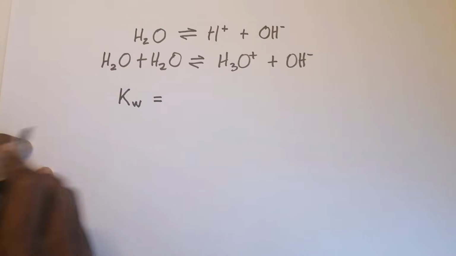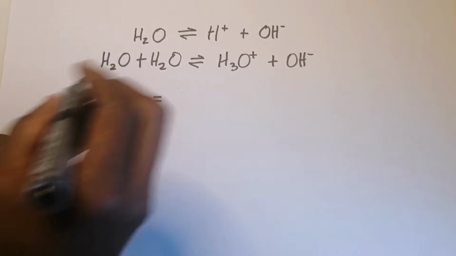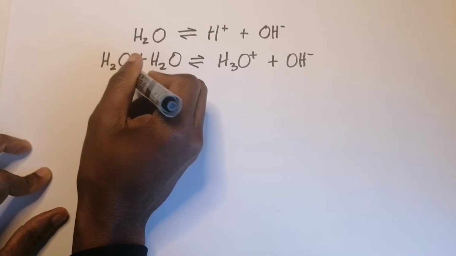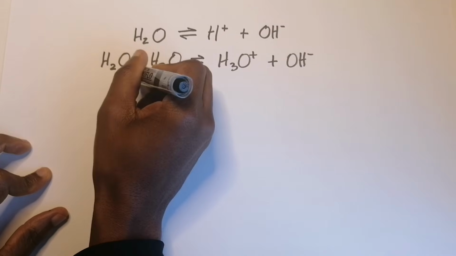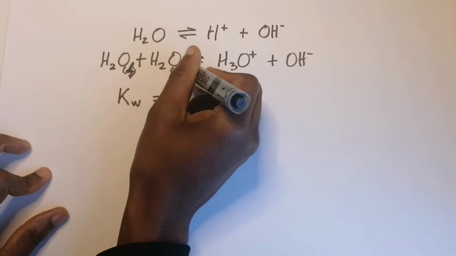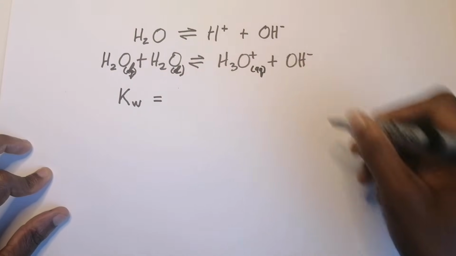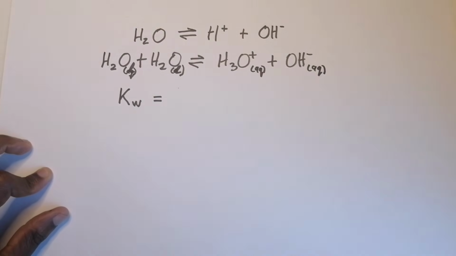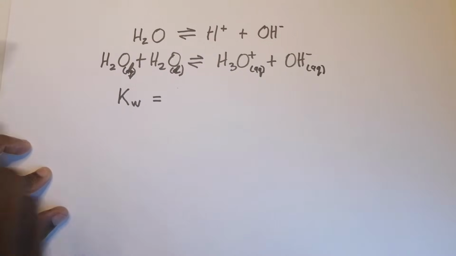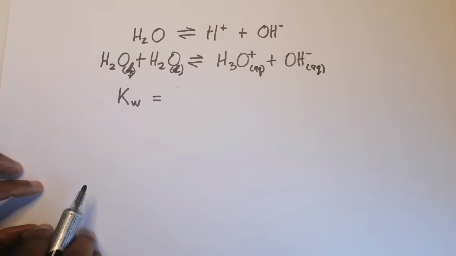Now, how would I calculate the auto-ionization constant of water? For those of you who've watched my video on calculating Kc, sorry, this is liquid. So this would be liquid and liquid, and this would be aqueous. This comes in aqueous form, and this is aqueous form. Now, when we're calculating the equilibrium constant, you never include liquids and solids. We only include gases and aqueous solutions, right?